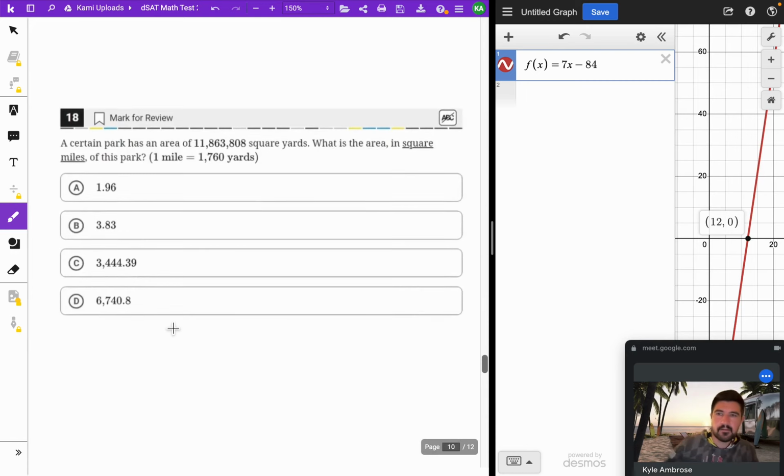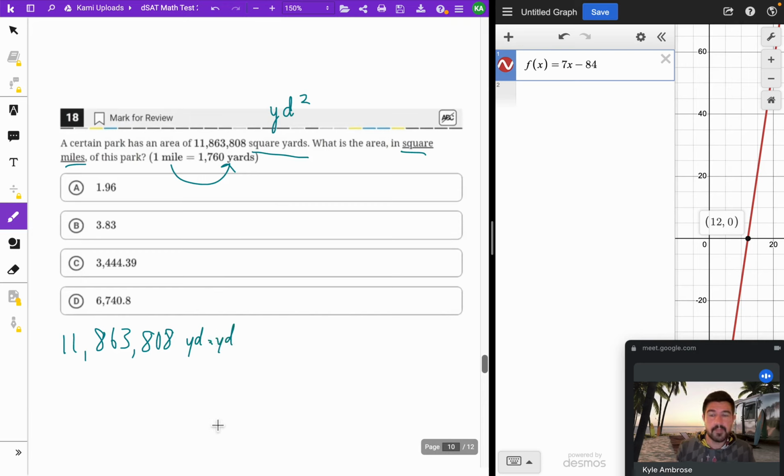18. This certain park's got an area of that big number square yards, and they want it in square miles. A mile is that many yards. The way that we do this is first recognize that we're in square yards, which is yards squared. So my units are yards squared, or yards times yards, and I want to convert it to square miles, or miles times miles. So when I do my conversion, like I saw earlier with my radians and degrees, we want to cancel out yards and get it into miles, or square miles.